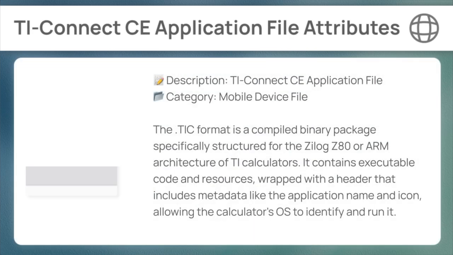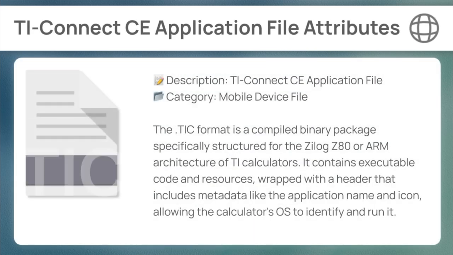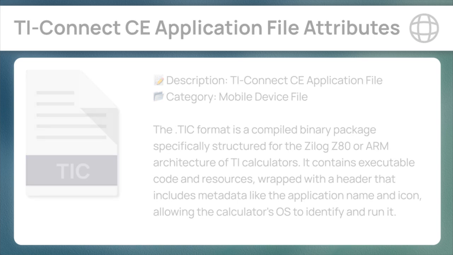The TIC format is a compiled binary package specifically structured for the Zilog Z80 or ARM architecture of TI calculators. It contains executable code and resources, wrapped with a header that includes metadata like the application name and icon, allowing the calculator's OS to identify and run it.